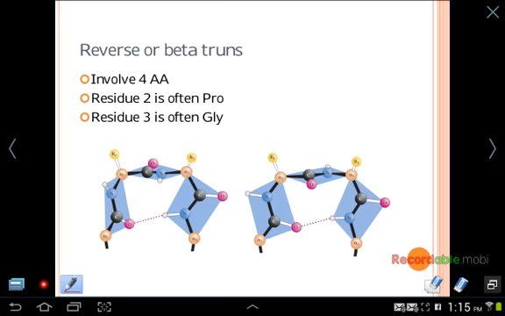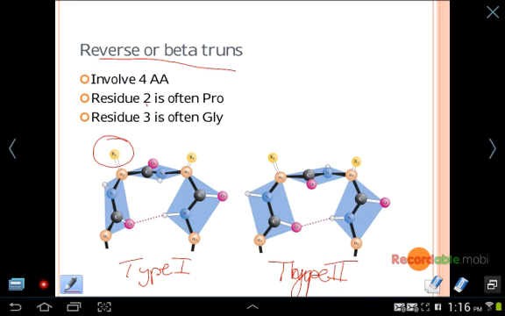Another common secondary structure that helps link the alpha helices or the beta sheets are reverse or beta turns. You have two types that are very common. Type 2. However, in either of these types, residue 2 here is often proline, while residue 3 here is often glycine, and then you get hydrogen bonding between residues 1 and 4 to help stabilize the turn.